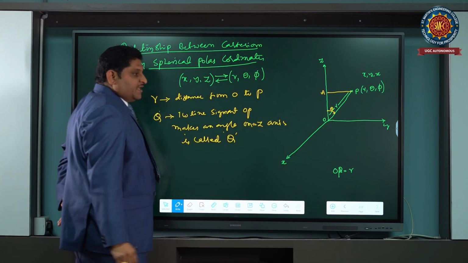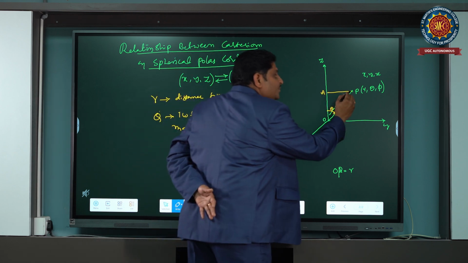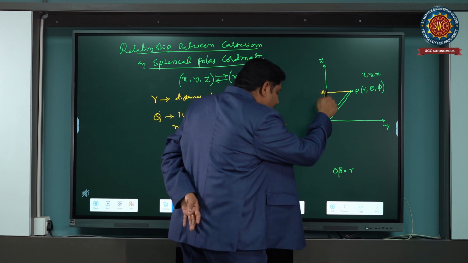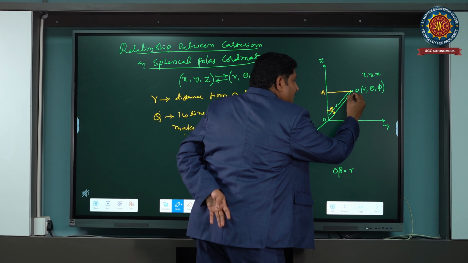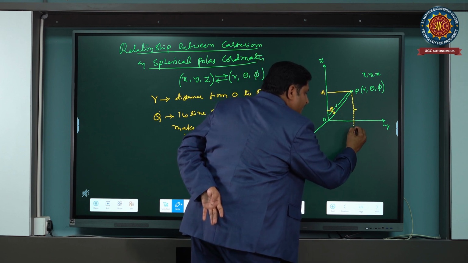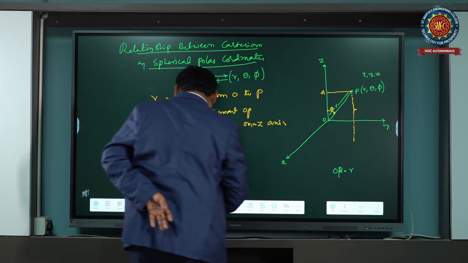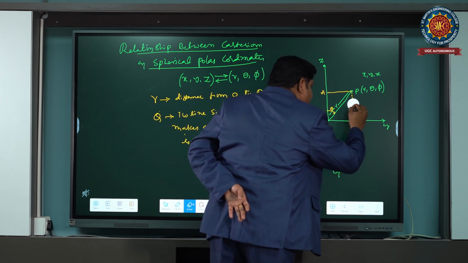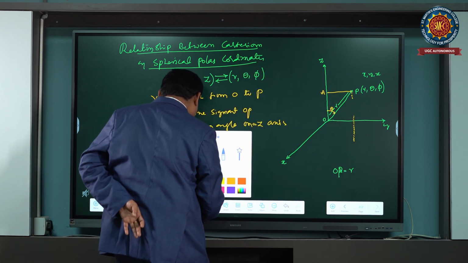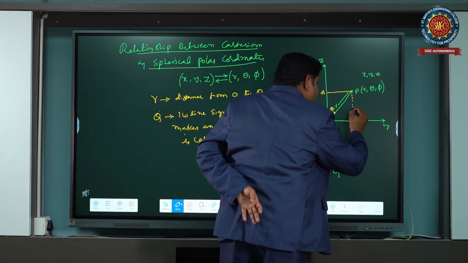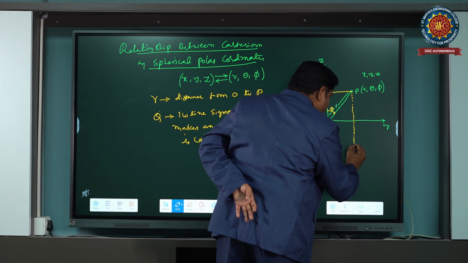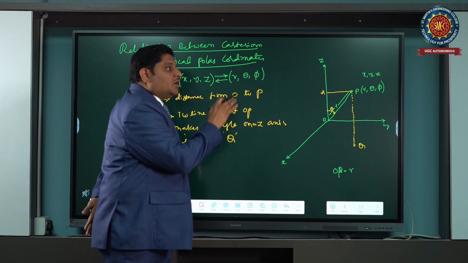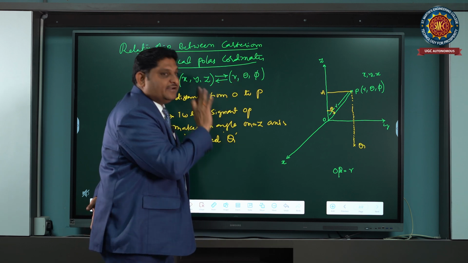Now next level, I can consider P is a point in three-dimensional space. Now I can consider its projection on the ZY plane. The projection point is Q. What is Q? Q is the point of projection of P on the ZY plane.